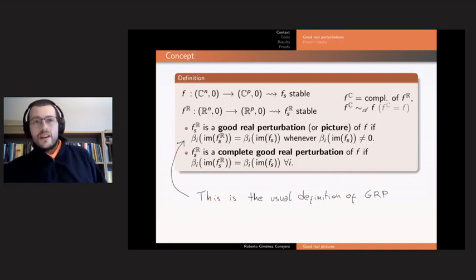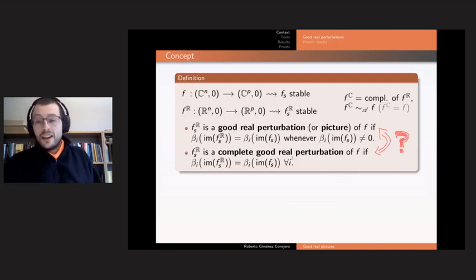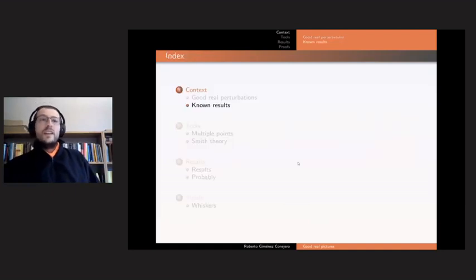Okay, this first definition is the usual definition of good real perturbation, but we use both in our work, and we use even a third one, and we also deal with M deformations, which I'm going to talk about later. So this is the usual definition, and the first question is, are they equivalent? Because maybe they are not, and we are going to show that they are. And I'm going to explain this in the talk as well.